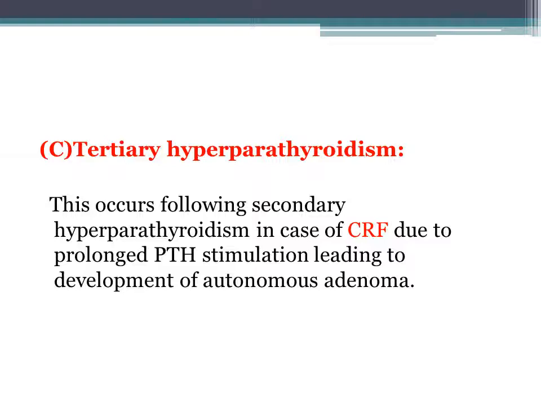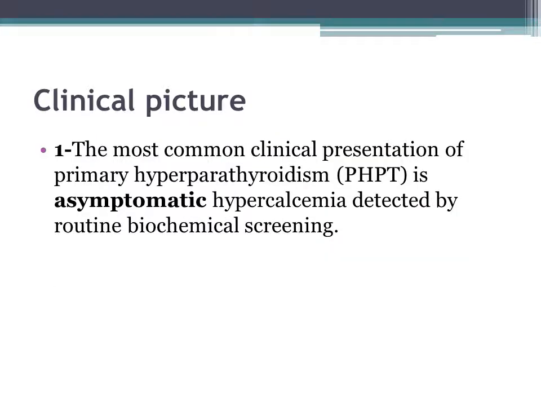in case of decreased serum calcium, which may be due to chronic renal failure or maybe due to malabsorption. So there is feedback increase in the parathyroid hormone. Prolonged secondary hyperparathyroidism leads to tertiary hyperparathyroidism through development of autonomous adenoma. So these were the types of hyperparathyroidism.